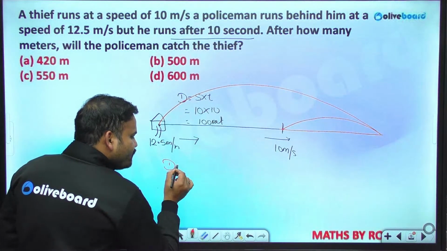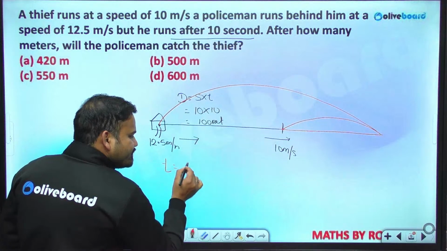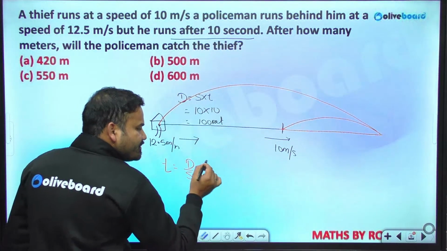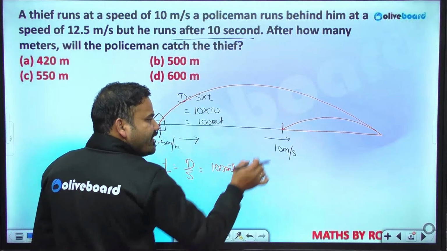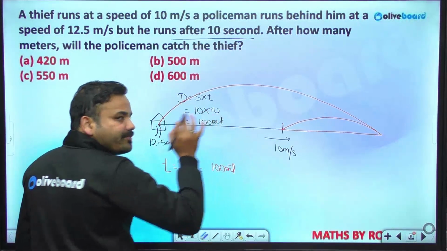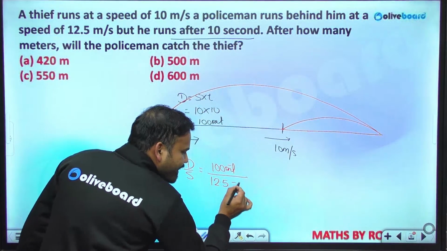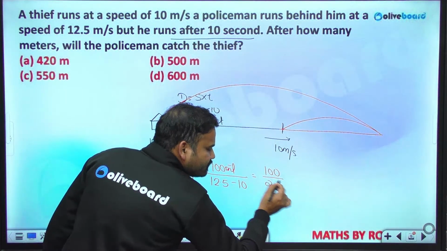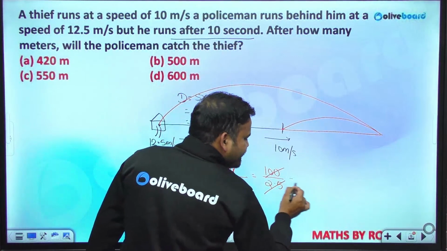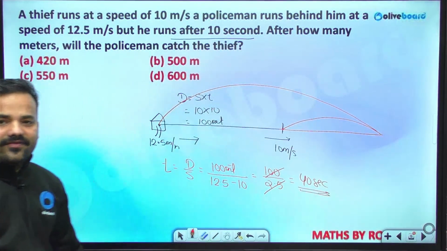Distance equals speed into time. And what is the time? Time equals distance upon speed. Distance between both the persons will be 100 meter. The thief has already taken a lead of 100 meter. And the relative speed is 12.5 minus 10. That is 100 upon 2.5. That means in just 40 seconds, he will catch this thief.